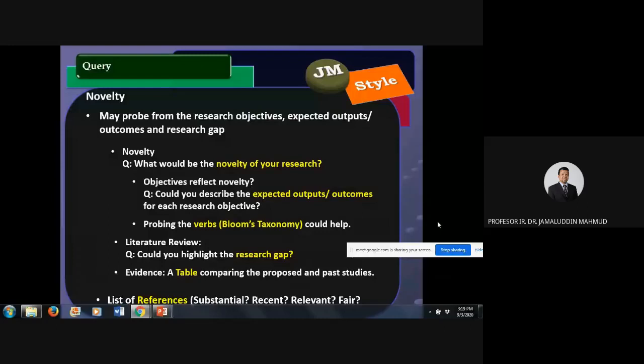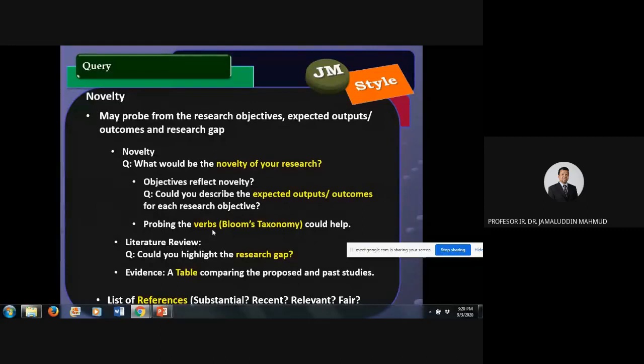The other thing is also the research gap. From the research gap, you can probe whether the work would be novel or not. Other than that, you can ask the candidate to describe the expected outputs or outcomes. And from the third one, you can probe the verbs, Bloom's taxonomy.